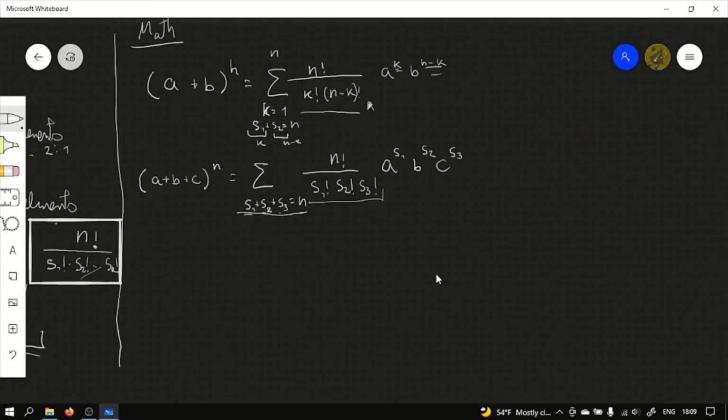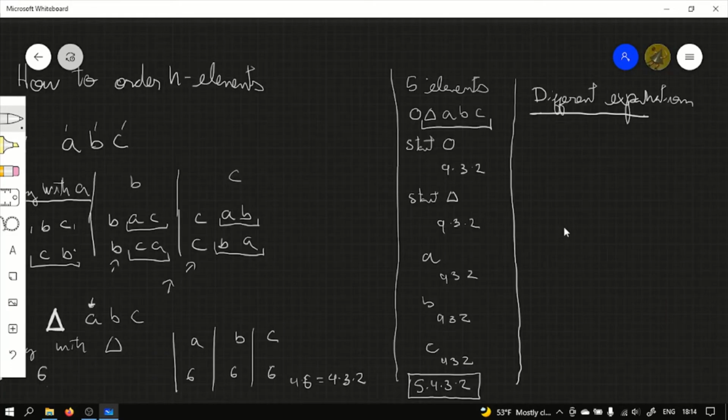So first, how to order n things. When we order n elements, we have n boxes. We have the first box, the second box, the third box, until we have n boxes, each of capacity 1, and to each box we have to put an element. In these cases, the box is just the space where we put the first one. Then we have the second one, and then we have the third one.